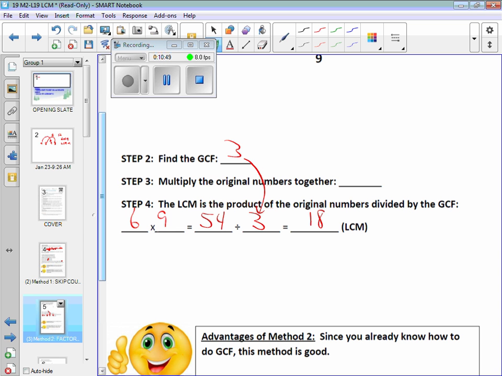So again, I'll give you another example. Let's do the LCM for 8 and 12. Let's do it mentally. Look at me. What's the GCF of 8 and 12?